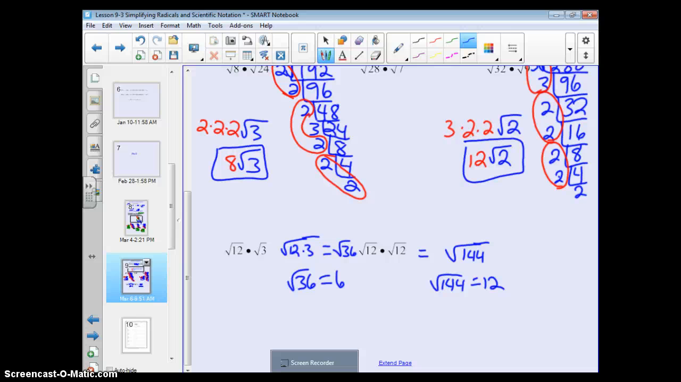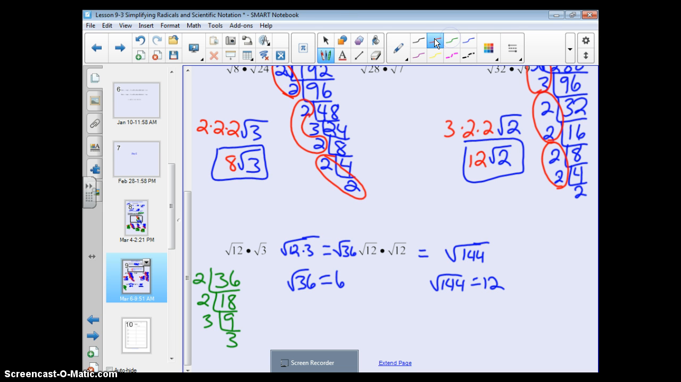Now, if you decided to divide by prime factors, you'd figure out the same answer. Let me show you real quick how you would get that. If we divided 36 by 2, we would get 18. 18 divided by 2 is 9. We can't divide 9 by 2, but we can divide it by 3, right? And we stop because we have a prime number.